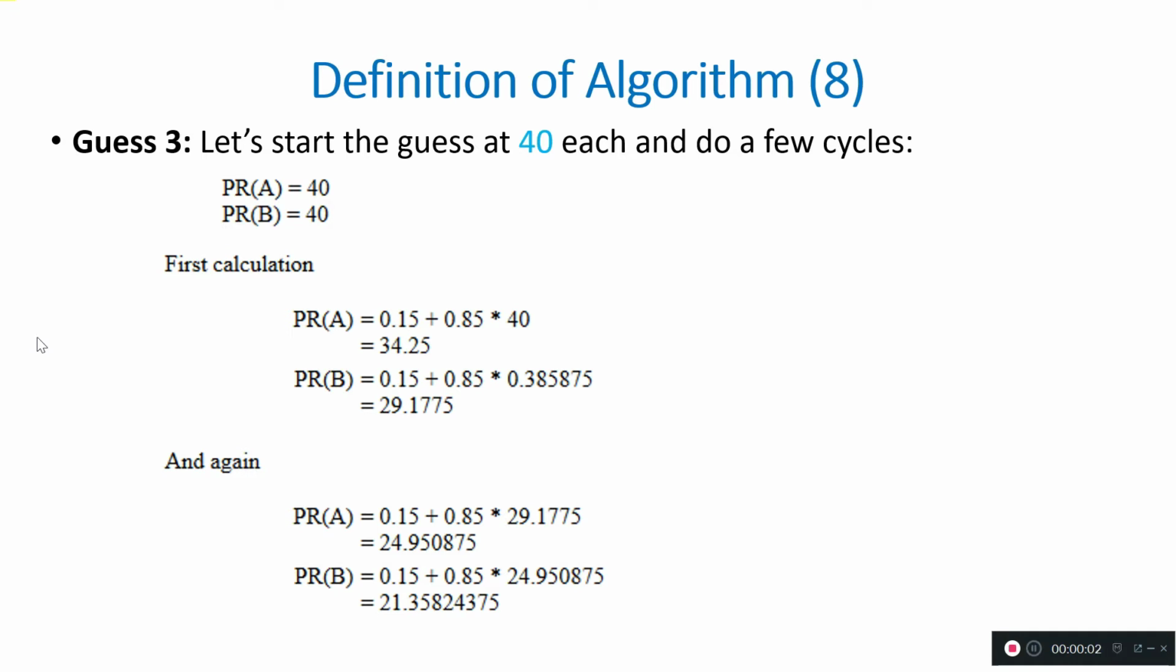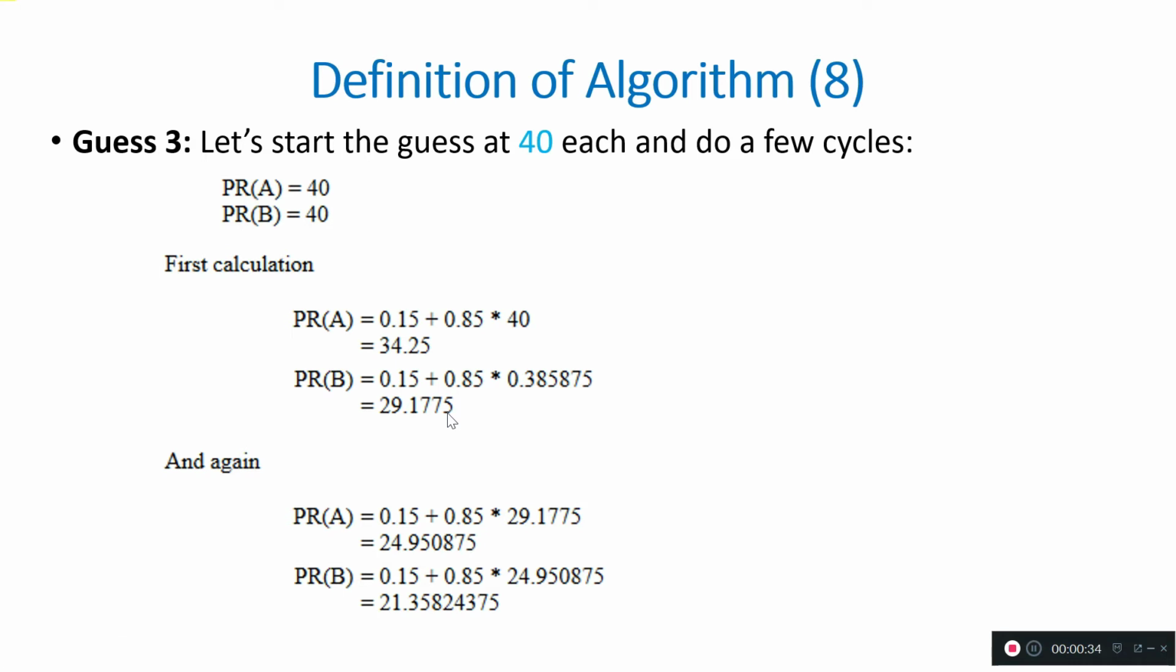Now in our second guess for the PR values, let's assume that PR of B and PR of A are both equal to 40. So in that case, what we would do is plug in 40 over here in the equation for PR of A, and we get some value. Then we plug in this value, which is 34.25, in the equation for PR of B, and we get 29.1775.